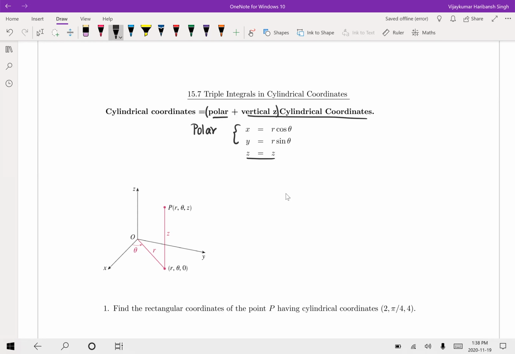What is the way to go the other way around? Suppose you're given x, y, and z. Then r is given by r squared equals x squared plus y squared. Theta: tan theta is y over x, so theta would be tan inverse of y over x, and z remains as z. So this is the vertical z we are talking about.